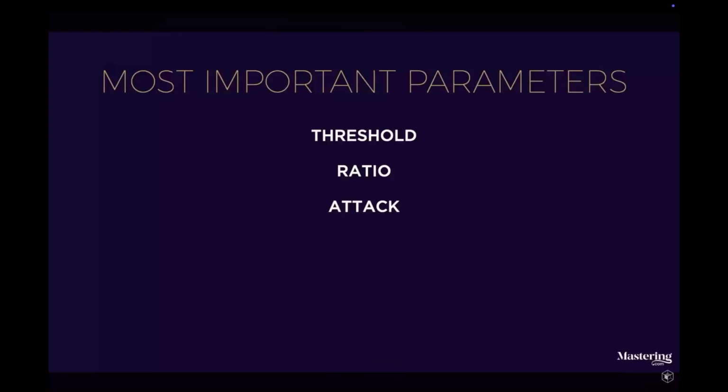3. Attack. The attack time determines how quickly the compressor responds to signals that exceed the threshold. A fast attack time means the compressor reacts quickly to loud sounds, while a slower attack time allows transient peaks to pass through before compression kicks in. Setting the attack time appropriately is crucial for shaping the transient response and preserving the natural dynamics of the vocal. Fast attack times contain peaks and provide more consistent level control, while slower attack times can retain the punch and detail of the initial transients.